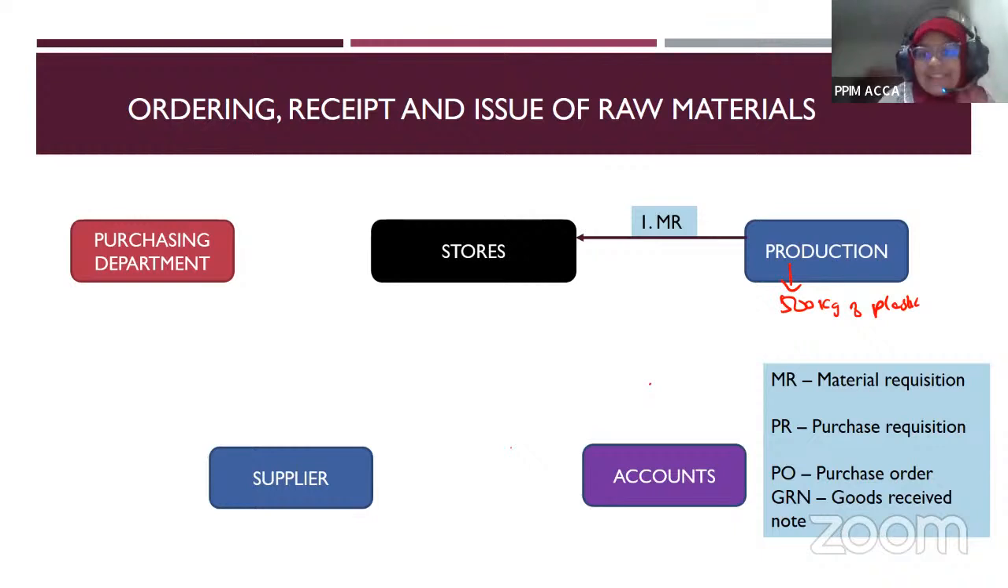Okay. Now, if the stores has that 500 kilos of plastic, no problem at all. They will just send the goods to production. But now we're talking about a situation where they don't have that 500 kilos that the production is asking. Then what will happen? The stores will raise a document called the purchase requisition. So there they will tell the purchasing department, we need 500 kilos of plastic of this quality, please purchase it.